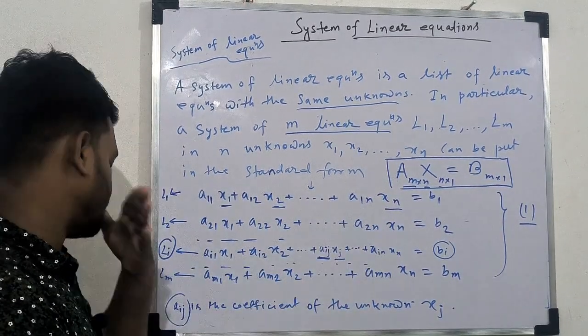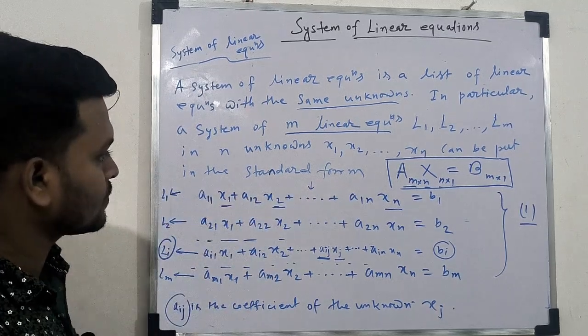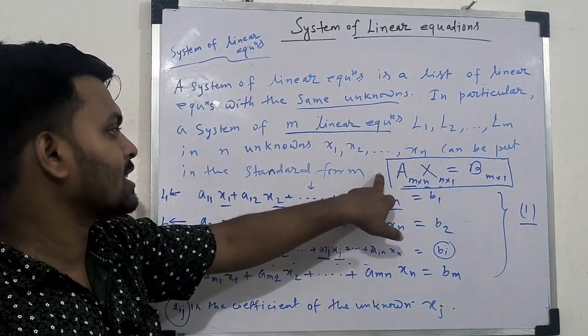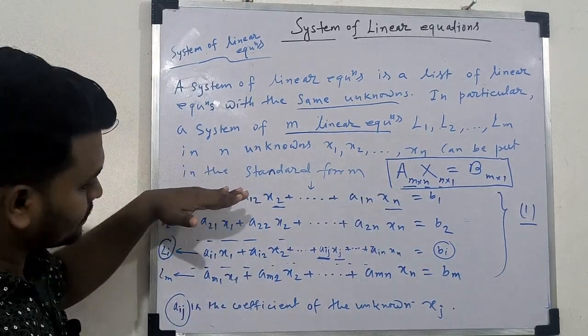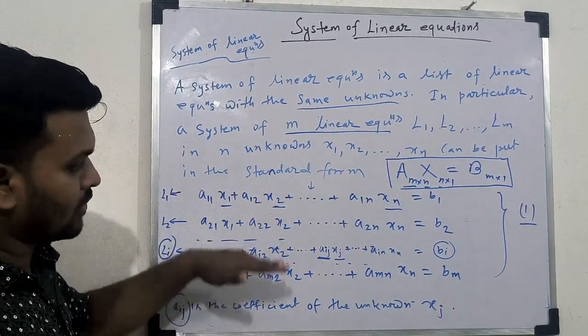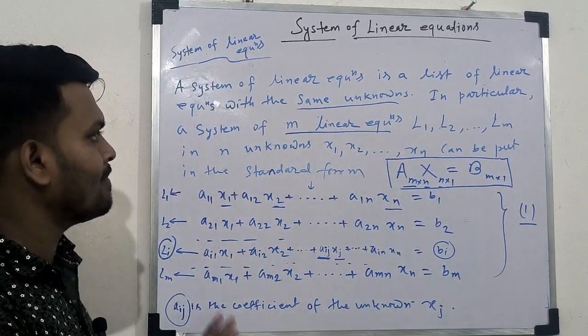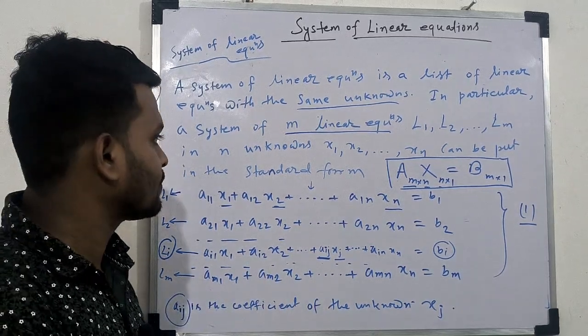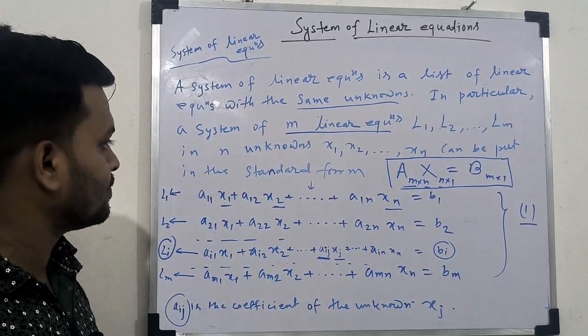So this is the same. So we name it 1. Whenever we talk about this system, you have to remember the form of the system of linear equations with m linear equations and n unknowns.